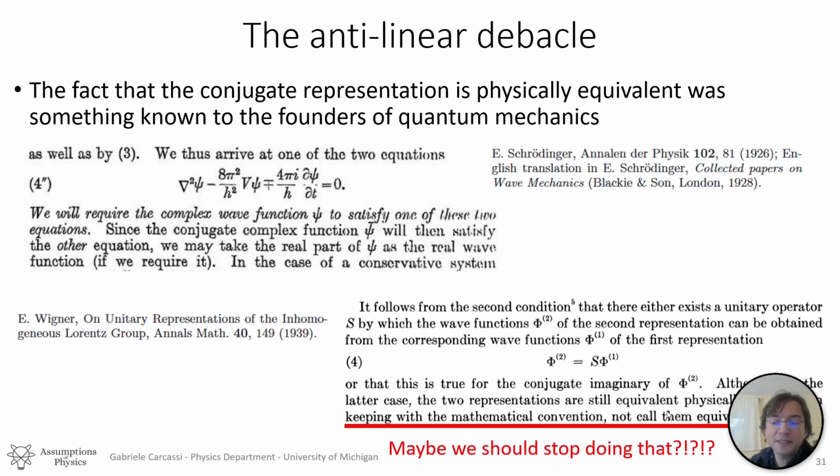And I think this is the problem. Maybe we should stop doing that. By calling them inequivalent because they're mathematically inequivalent, we lose the physics. We lose the fact that these are actually physically equivalent. And then mathematicians like Matolsky and like some of the reviewers that we had are just going to get confused themselves.